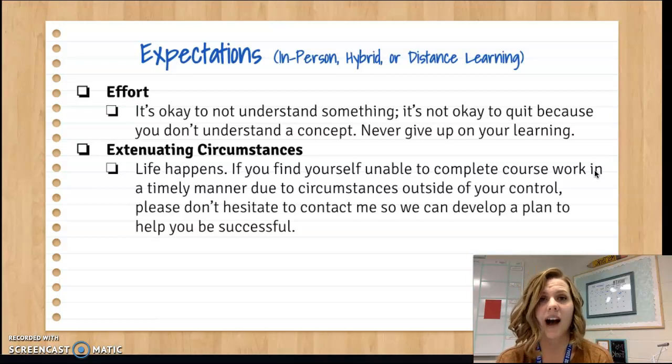Please know that I am super understanding. I know that life happens. If you find yourself unable to complete coursework or an assignment because of circumstances that are taking place in your life that are outside of your control, please don't hesitate to reach out to me. I'm here to help partner with you to be successful. So I'm here to support you in any way that I can. So if you're struggling, please be open in that communication with me so that I know what I can do to help you.